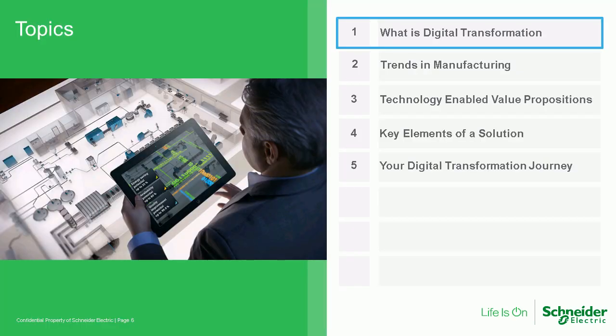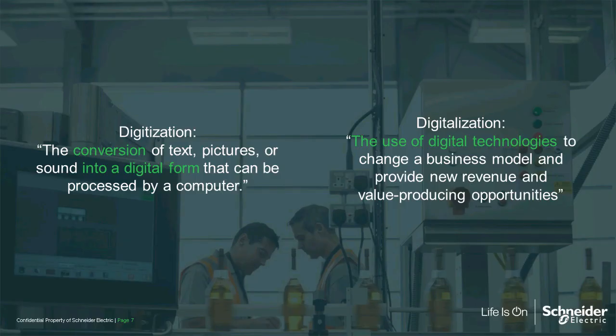All right, having gotten the little commercial out of the way, let's move on and talk about what digital transformation is, what some of the trends are that we see happening in manufacturing today, how technology is enabling some new value propositions, what the solutions may look like, and then a little section where we'll talk about the digital transformation journey that we see our customers going through and what some of the aspects of that may be. I wanted to start out with a little bit of semantics.